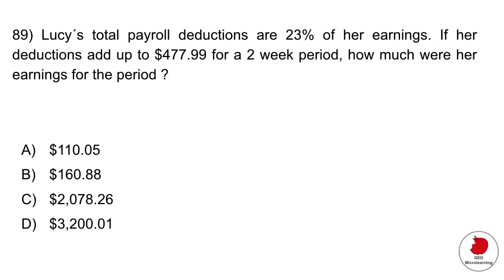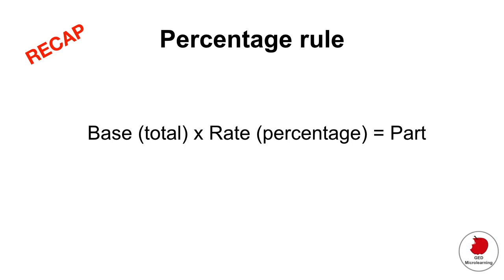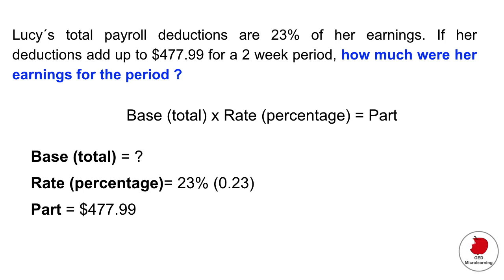Lucy's total payroll deductions are 23% of her earnings. If her deductions add up to $477.99 for a 2-week period, how much were her earnings for that period? All right, so here we have to go back to this rule called the percentage rule, where it says that the total multiplied by the rate or the percent gives you the part. And what we know from this question is the part, okay?